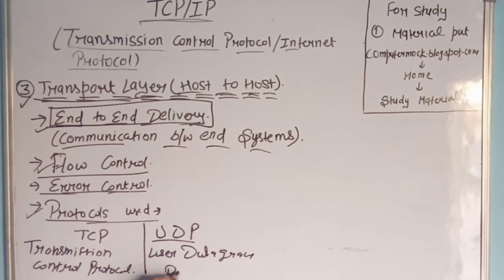The difference between TCP and UDP is that TCP is a connection oriented protocol. It means we can make connections. We have to make connections before delivering data. And UDP is connectionless, not making any connection before sending data from one place to another.